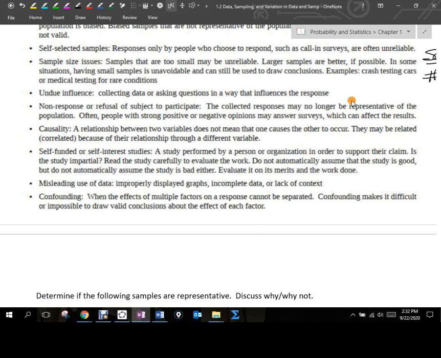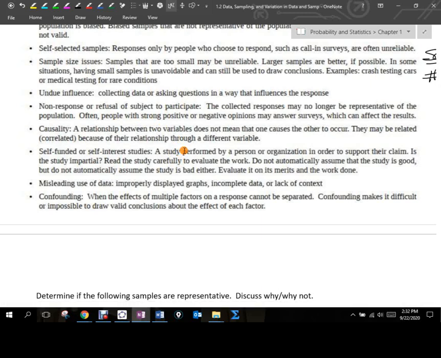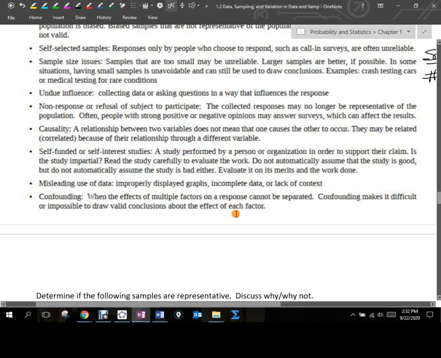There are classes devoted to just being able to write questions on surveys that eliminate that type of thing, or teach you how to eliminate it. We'll get into a little bit of it. Non-response or refusal to participate is kind of like the mail-in or phone surveys. Usually you only respond if you have a very strong opinion about something, either negative or positive. So those can be unreliable.